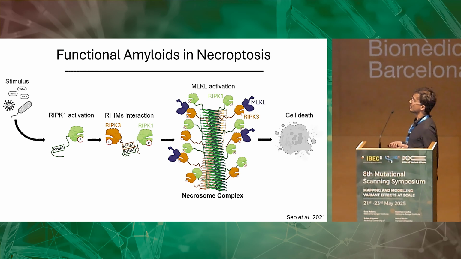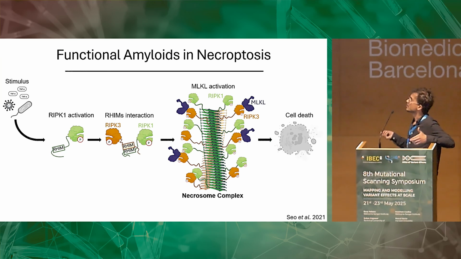So what is necroptosis? Necroptosis is a lytic and inflammatory form of cell death that is triggered upon stimulation with a molecule, for example, tumor necrosis factor alpha. Then, in a first step, we have RIPK1 activation. Later, this kinase interacts with another kinase, RIPK3, through the RHIM domains that you can see here. These RHIM domains oligomerize, forming this amyloid fibril that serves as a scaffold for the necrosome complex that recruits and activates MLKL, the final effector of the pathway leading to cell death.